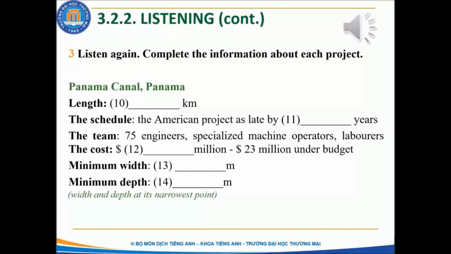Alright, now let's check the answer together. So for number 10, how long is the canal? The answer for number 10 is 77 kilometers, right? And for number 11, the answer for number 11 is 4 years, right? And for number 12, so how much did it cost to build the canal?